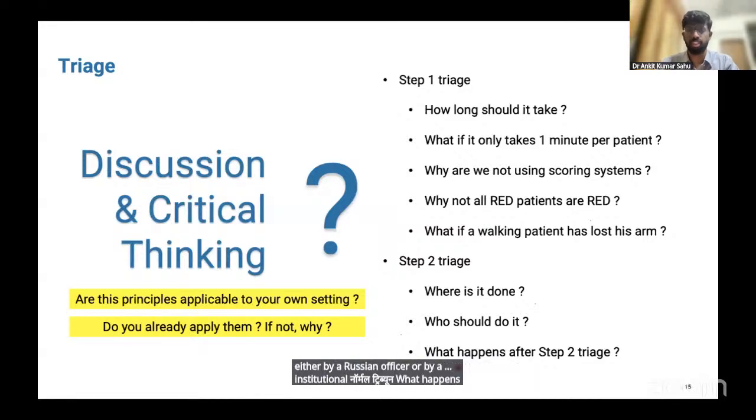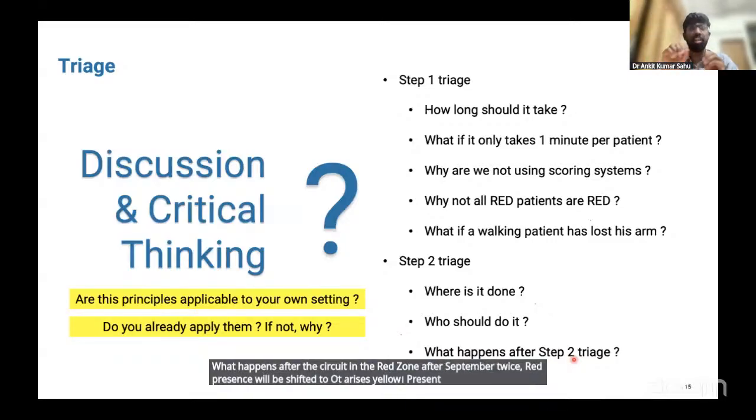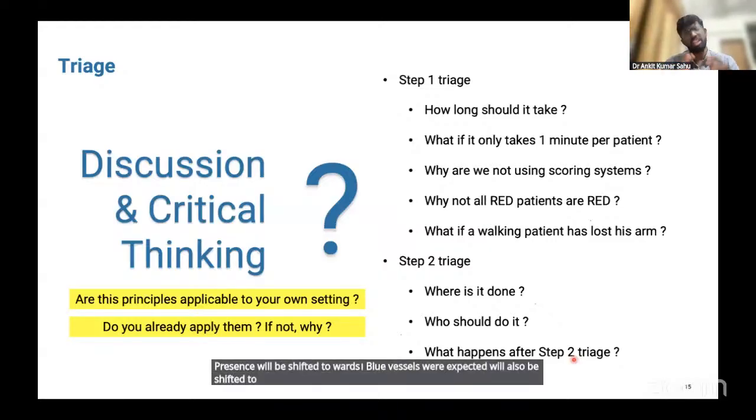What happens after the step 2 triage? In the red zone, after step 2 triage, red patients will be shifted to OT or ICU. Yellow patients will be shifted to the ward. Blue patients who are expectant will also be shifted to the ward. Usually, we don't get green patients. If there is a green patient, they will be shifted to the green zone.